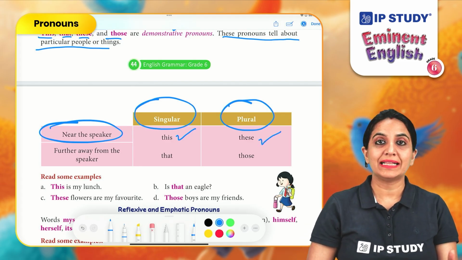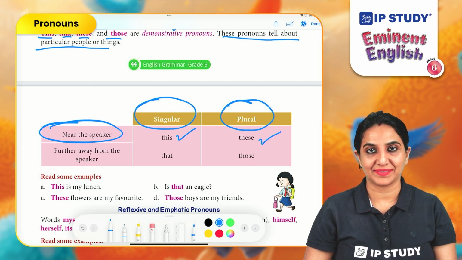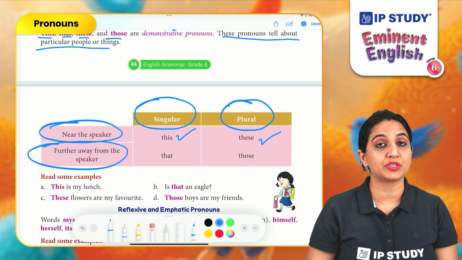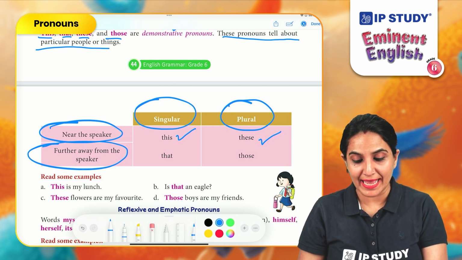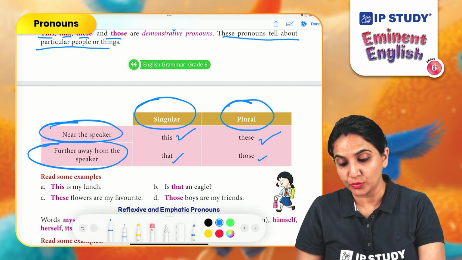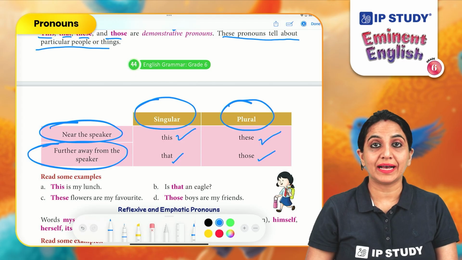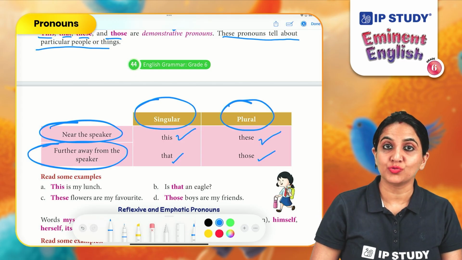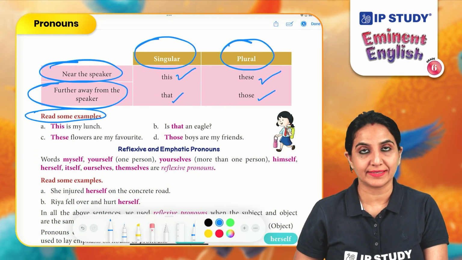For example, this is my bag. These are my bags. The things which are further away from the speaker, that means the things which are farther from the proximity of the speaker, we use that for a singular pronoun. And we use those when the things are plural. For example, that is my classroom. Those are my classrooms. Let us read some more examples to understand this in detail.